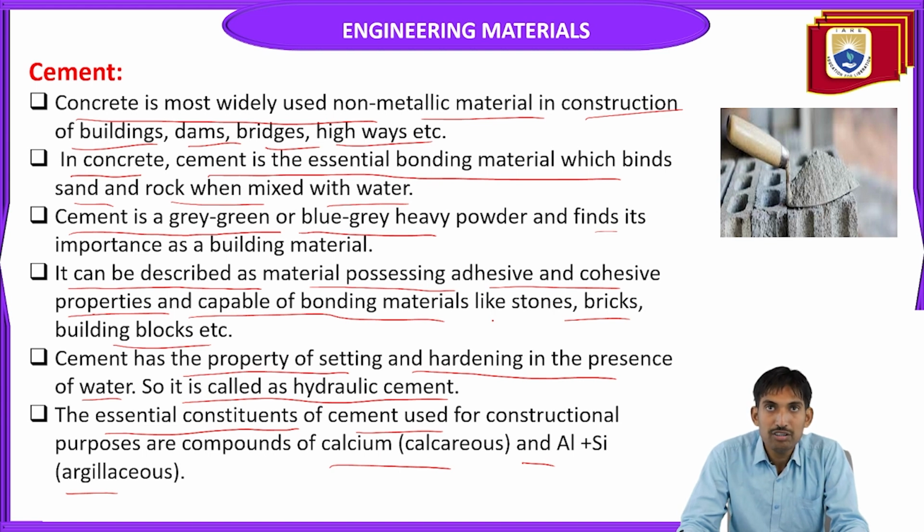Cement has the property of setting and hardening in the presence of water, so it is called hydraulic cement. The essential constituents of cement used for constructional purposes are compounds of calcium, or calcareous, and aluminium plus silicon, that is called argillaceous. Okay.